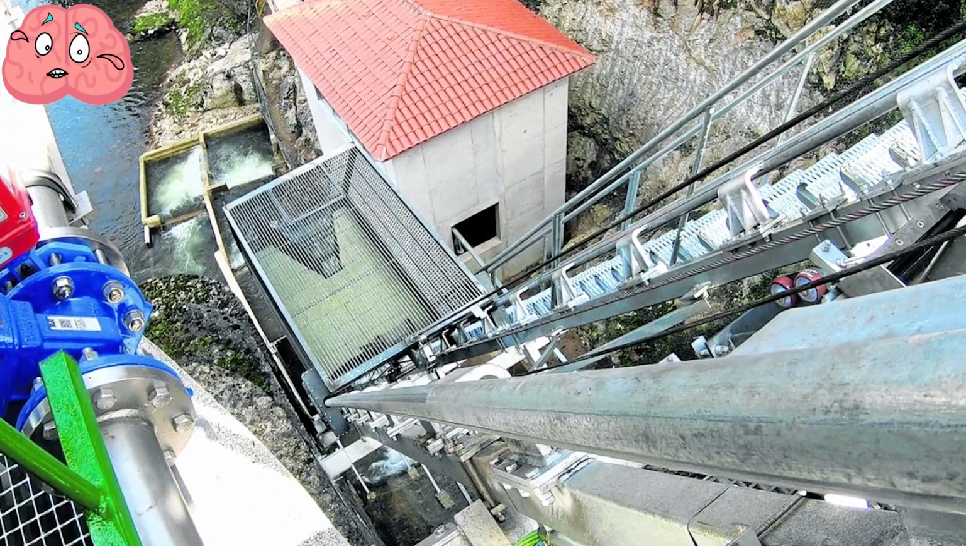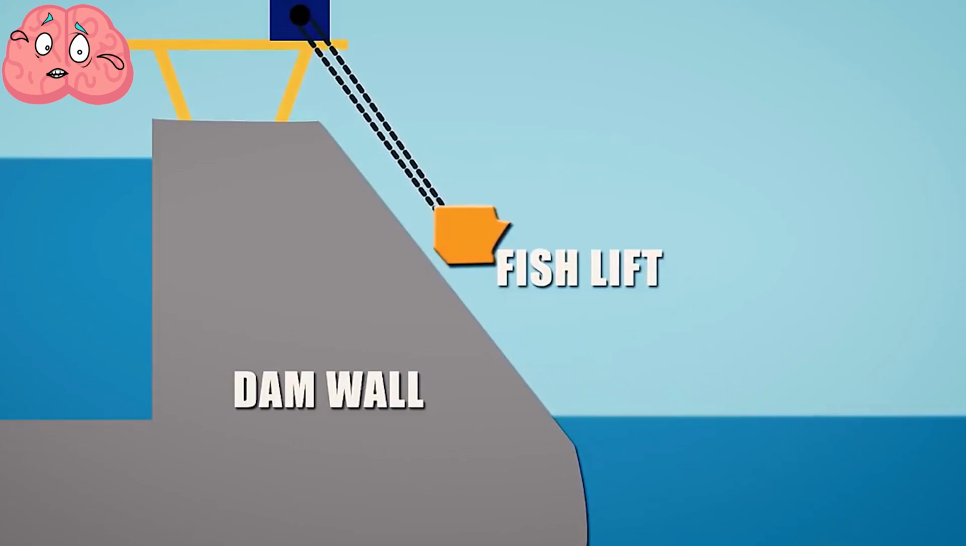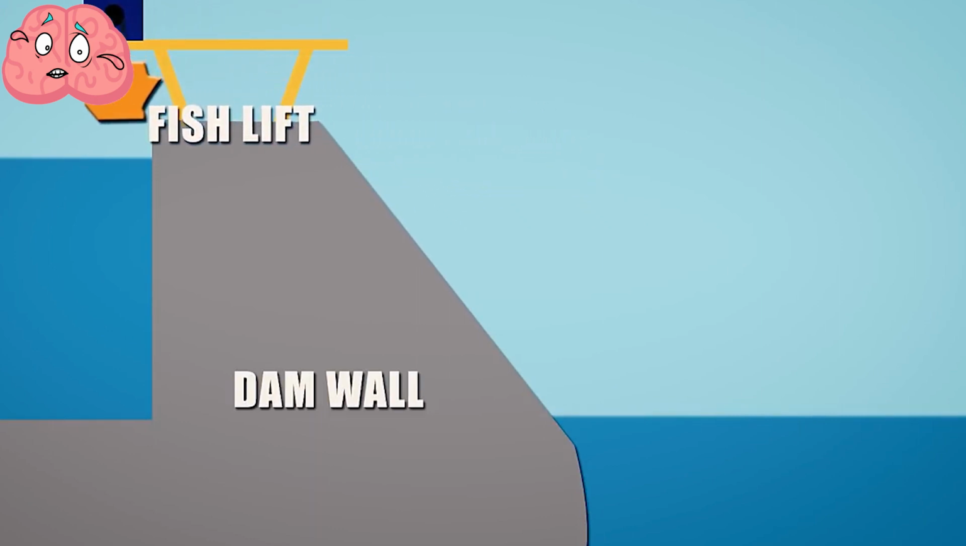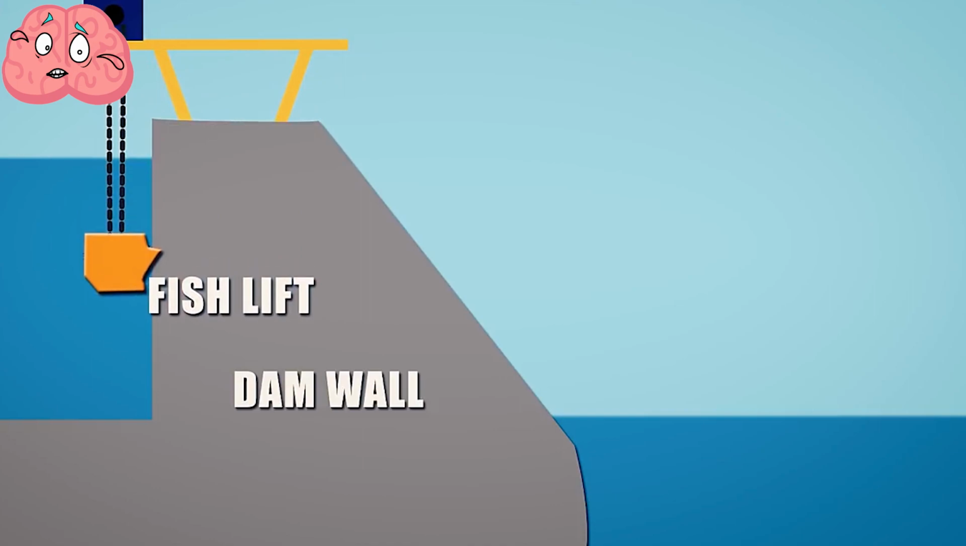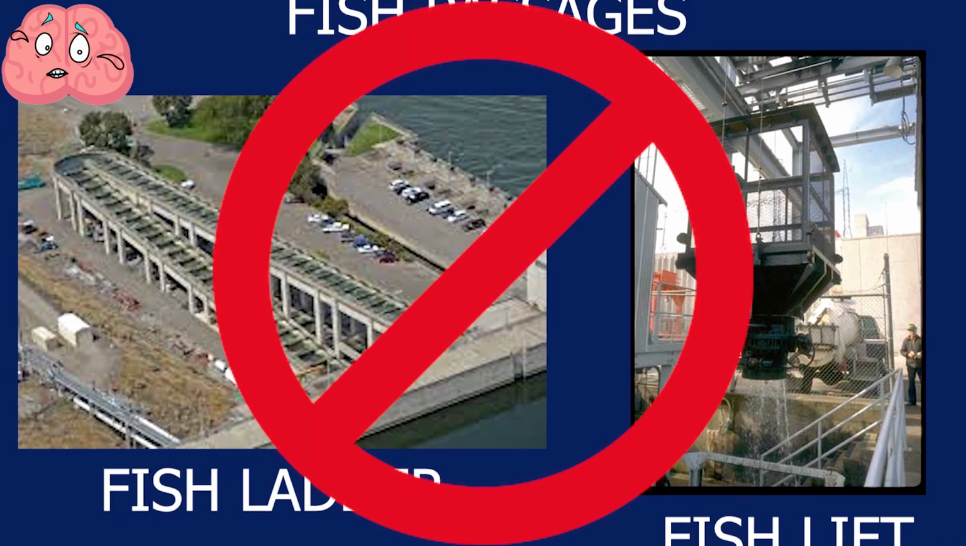Another type of structure is the fish lift. Fish lifts work a bit like elevators. The fish get channeled into a hopper, which is basically a bucket, and then hauled up. The fish are then released into a flume, and they can then continue to swim upstream. However, these methods of moving fish don't actually work very well.